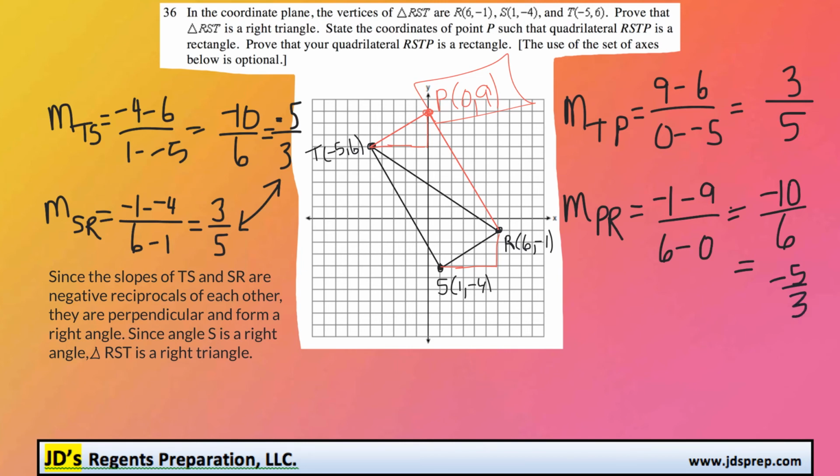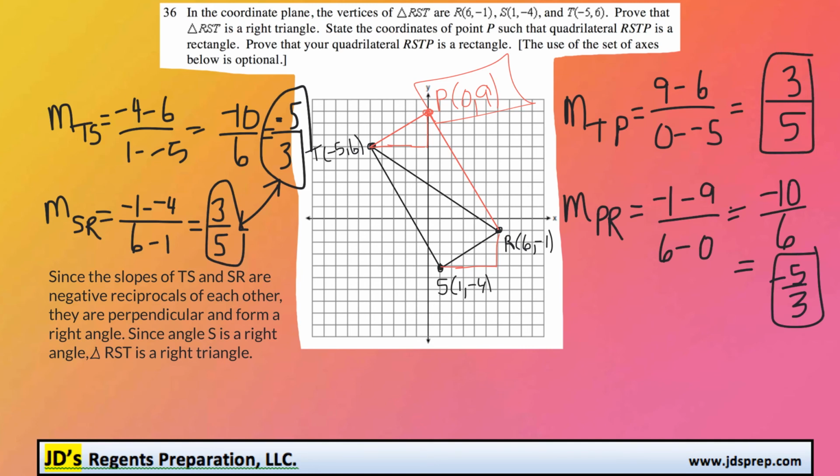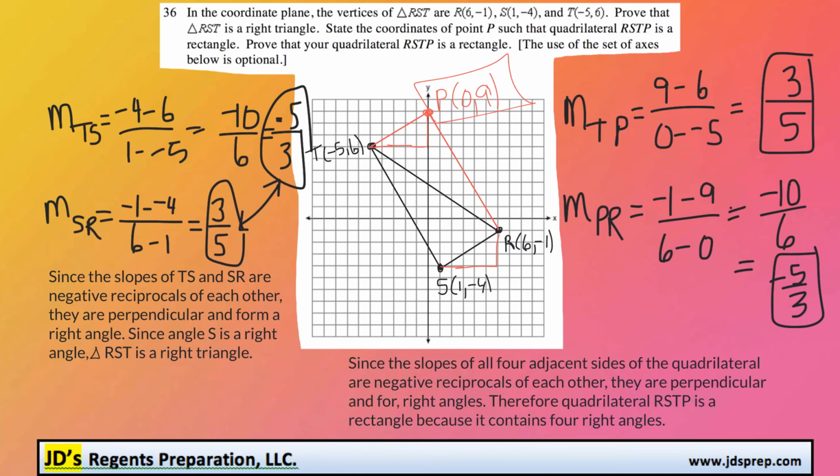We wanted the slopes of T and S to be the same as P and R, and S and R, TP, to have the same slopes, but we can see that they are negative reciprocals of each other. So as a good explanation, we could state that since the slopes of all 4 adjacent sides of the quadrilateral are negative reciprocals of each other, they are perpendicular and form right angles. Therefore, quadrilateral RSTP is a rectangle because it contains 4 right angles.